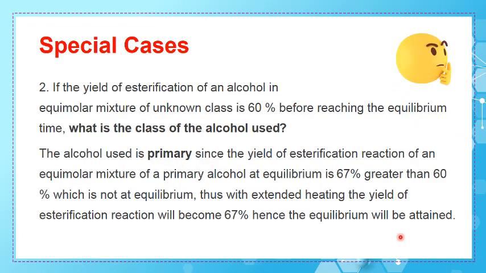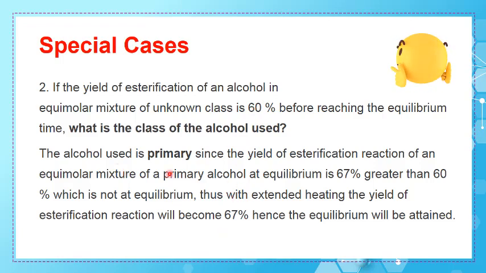Another special case, which can also be asked in an exercise: if the yield of esterification of an equimolar mixture of alcohol of unknown class, so I don't know the class of the alcohol, is 60%, here pay attention, 60%, I have memorized it. It's the percentage of what? Of a secondary alcohol. But here it's of unknown class. But what did they say before reaching equilibrium? What is the class of the alcohol used? If it is at equilibrium, it would directly be a secondary alcohol. But before reaching equilibrium, it means we still have time to reach equilibrium and to obtain more product. So the yield will be increased, and this is the answer.